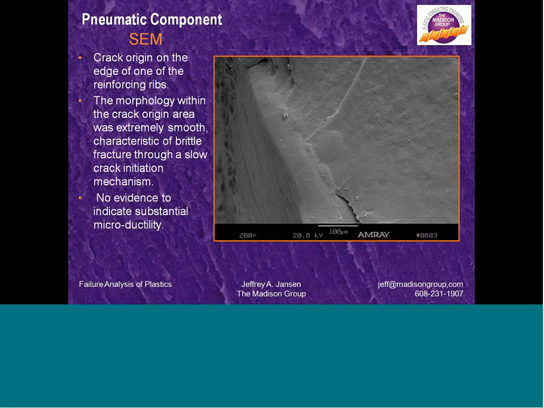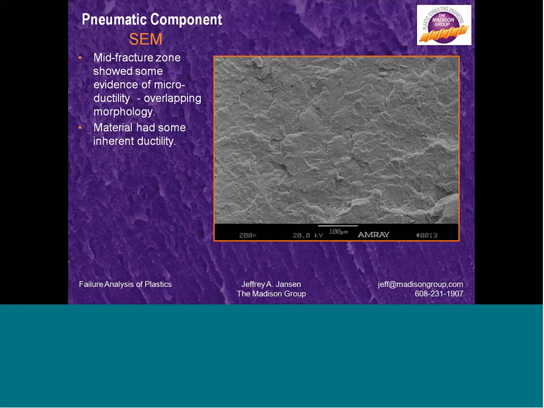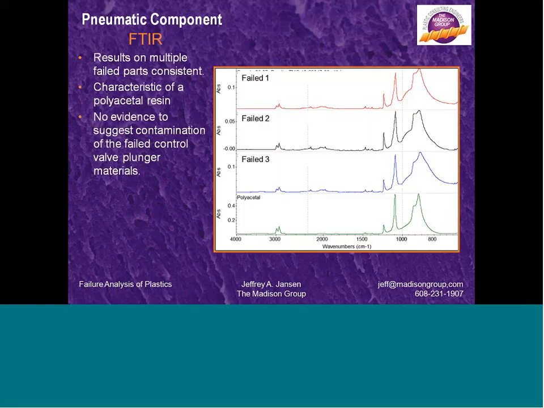Scanning electron microscopy showed us the crack origin, again, at the edge of the rib. Morphology within that area was extremely smooth, characteristic of brittle fracture through a slow crack initiation mechanism. There was no evidence to indicate substantial microductility. We're looking for stretched fibrils, stretched flaps, something that indicates some ductility, and we did not see it. The mid-fracture zone showed some level of microductility in this overlapping morphology we can see here. So the material had some inherent ductility to it. Again, that ductile to brittle transition that we talked about is playing a role here, certainly.